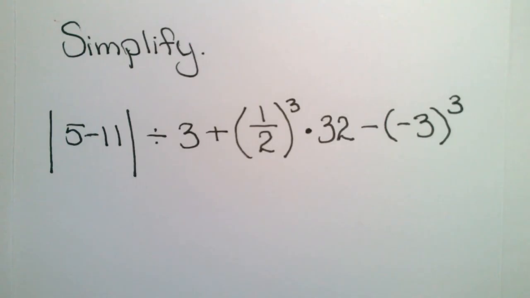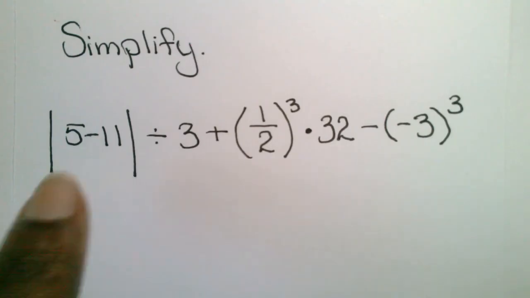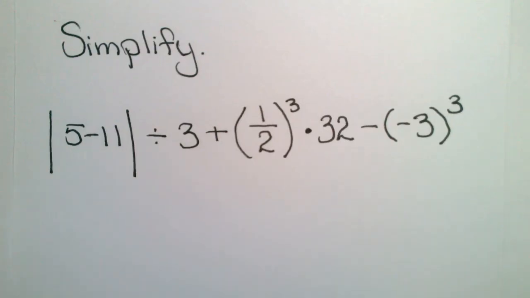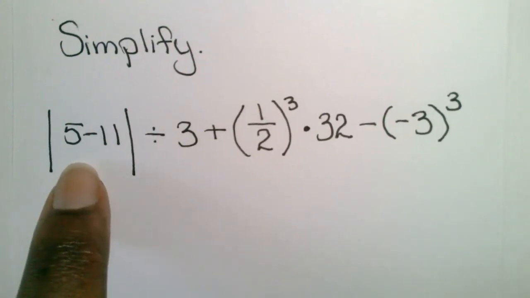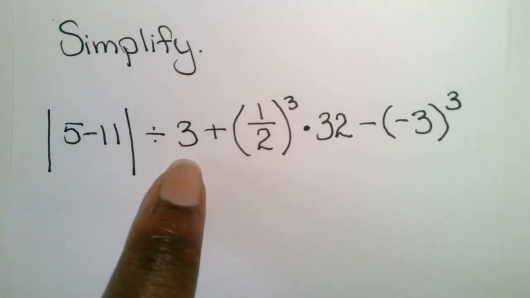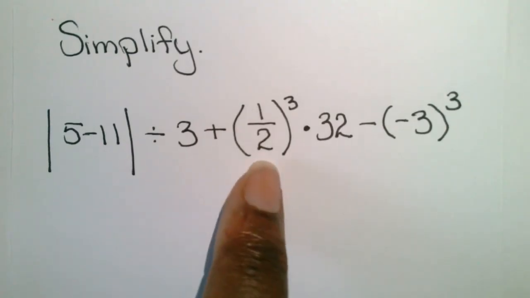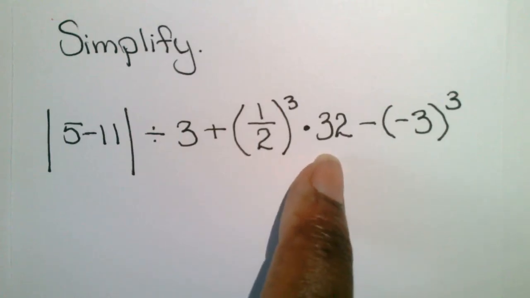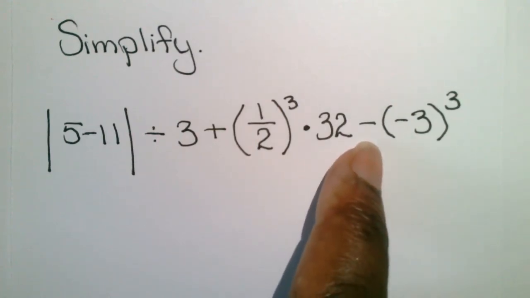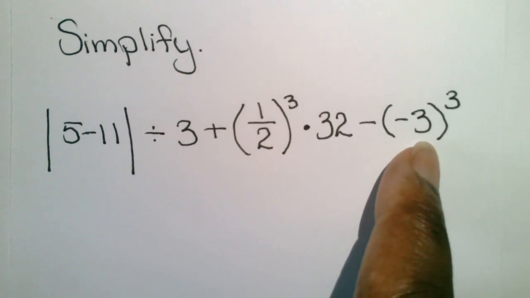Okay. It's absolute. That's inside of absolute value. Yes. So if we have the absolute value of 5 minus 11 divided by 3 plus 1/2 cubed times 32 minus a negative 3 cubed.